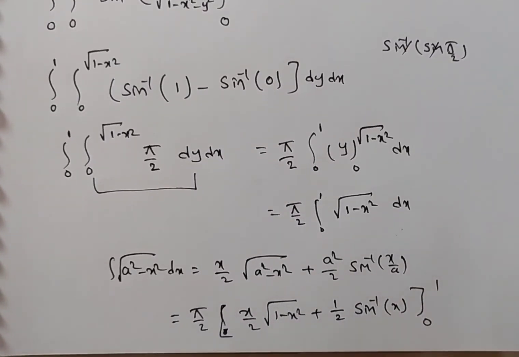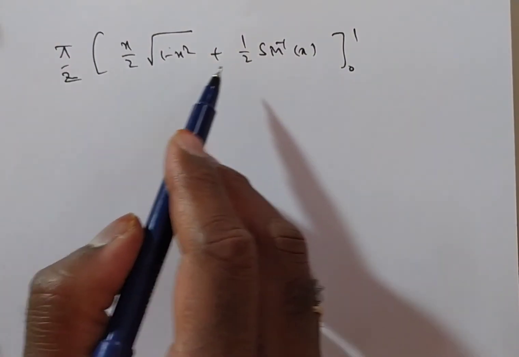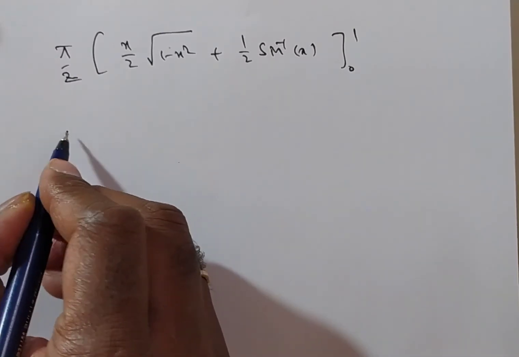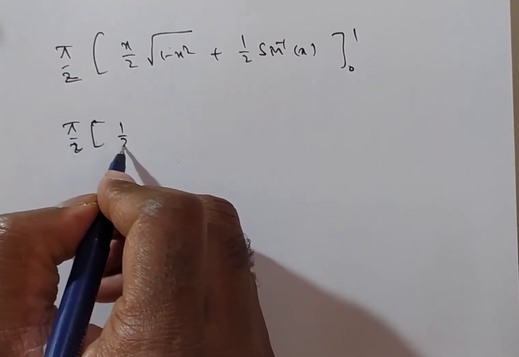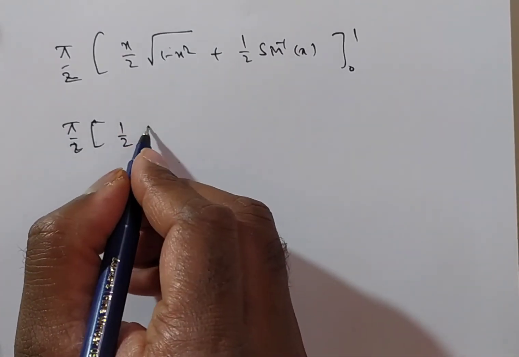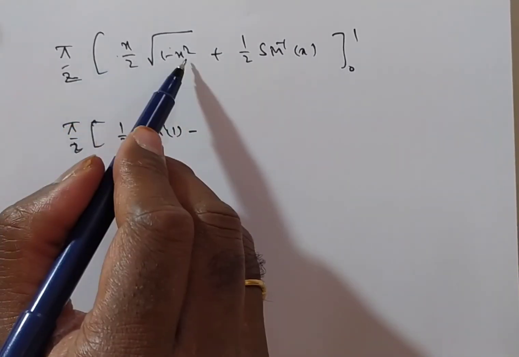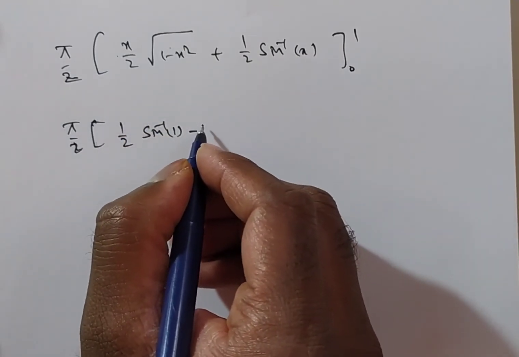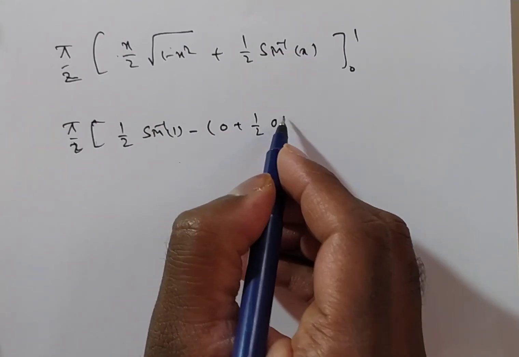We have to substitute. If I substitute the upper limit, then 1 minus 1 is 0, so this term is 1 by 2 into 0. 0 plus 1 by 2 sine inverse 1. So pi by 2 times 0 plus 1 by 2, sine inverse 1, minus the lower limit substituted: 0 into this one, 0, plus 1 by 2 into sine inverse 0, which is 0.